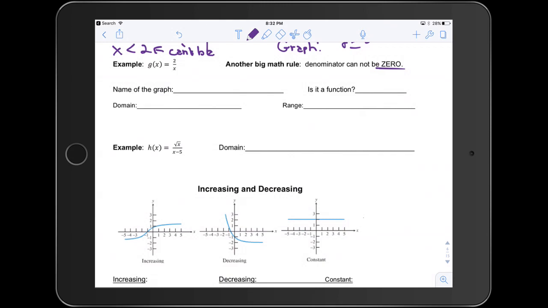Anyway, the name of that graph, well, you know what? All these types of graphs look the same-ish. They're called inverse variation, or the graph itself is called a hyperbola. Are hyperbolas functions? Absolutely, yes, they are functions.